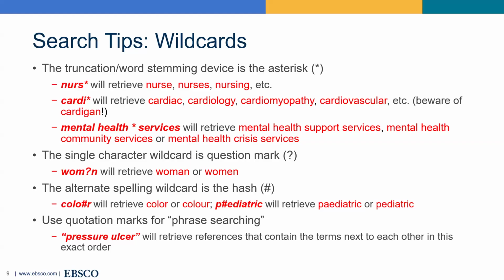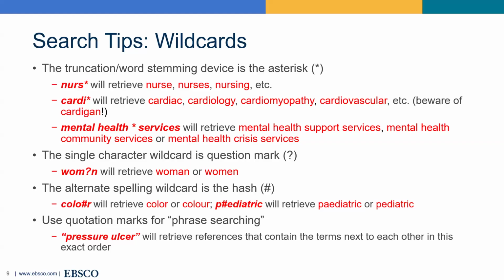The alternate spelling wildcard is the hash. So for words that have multiple spellings, words like color, in Australia we spell COLOUR. In some parts of the world, that spelling's been simplified with the U removed. Replace it with a hash and you'll retrieve both spellings.